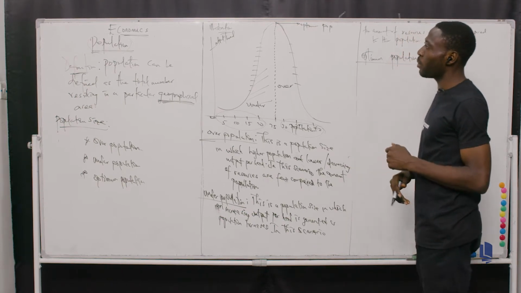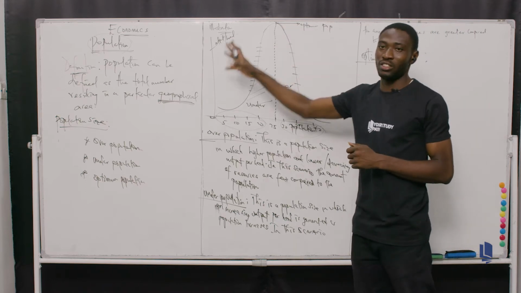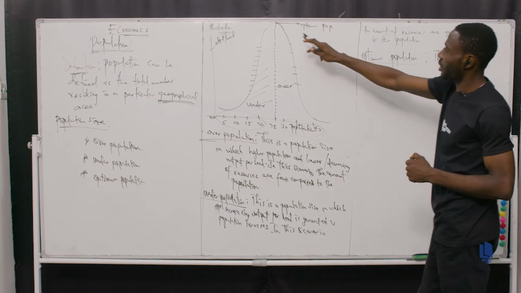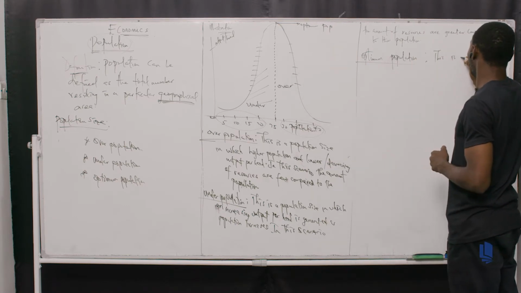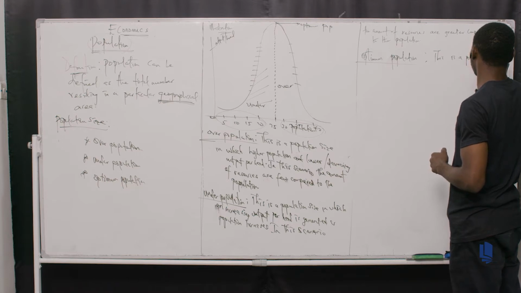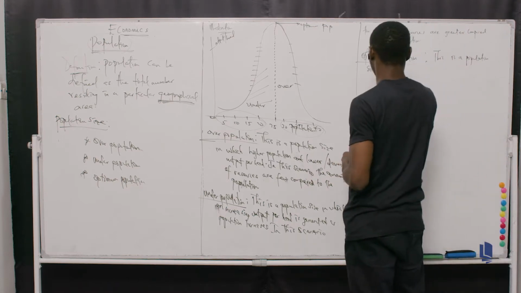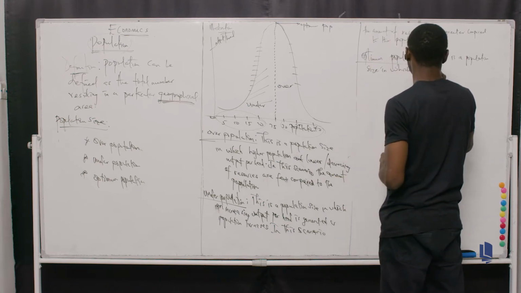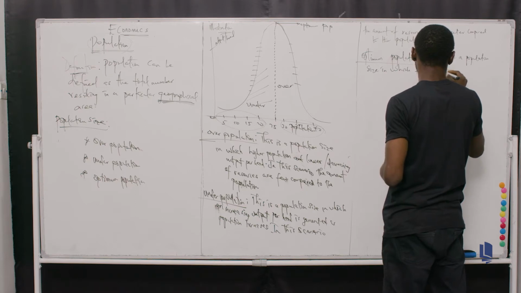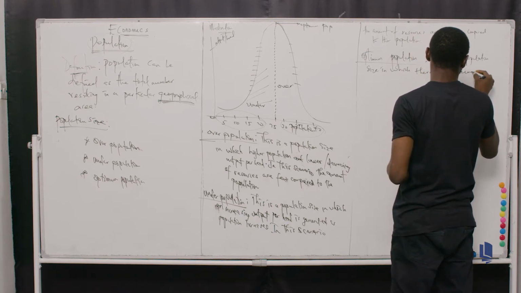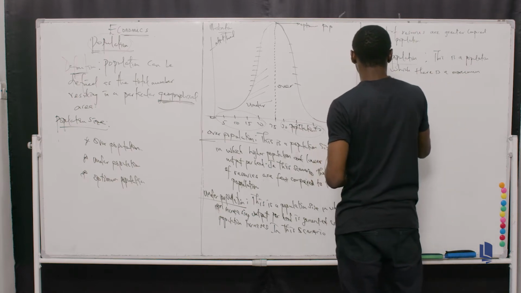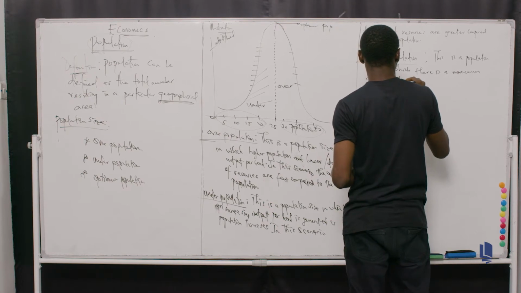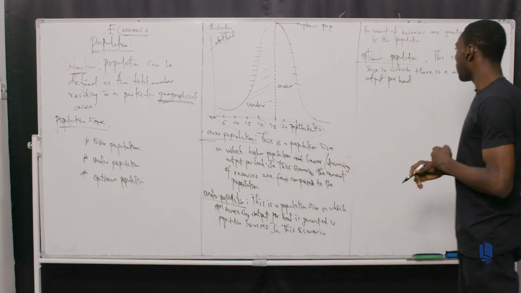So like I said, optimum is taking the best part of under and over. So here, what do we say? We say this, you can see. This is a population size in which there is a maximum output per head. Are we okay now? There is a maximum output per head.